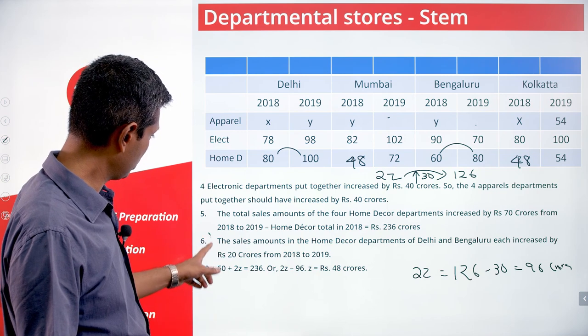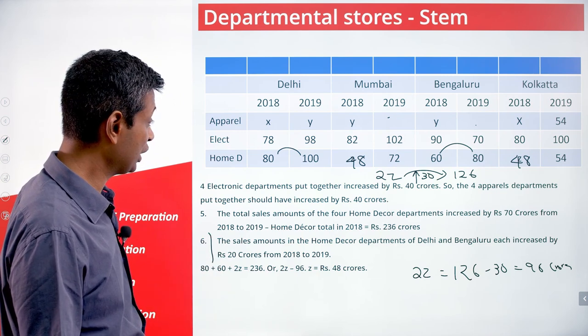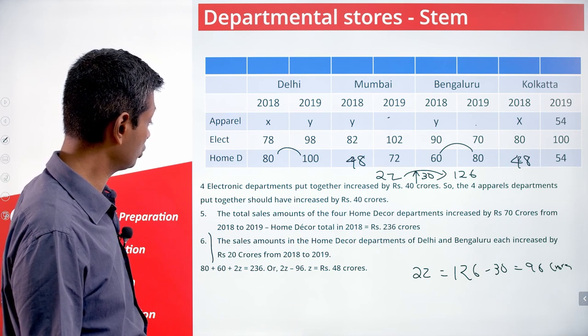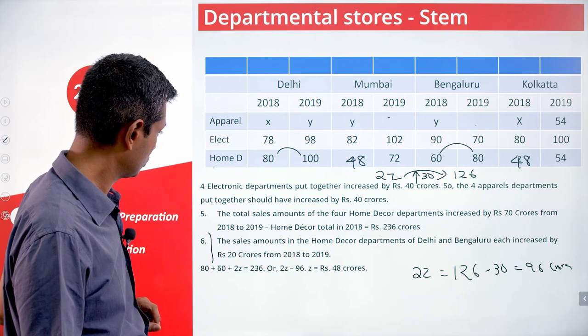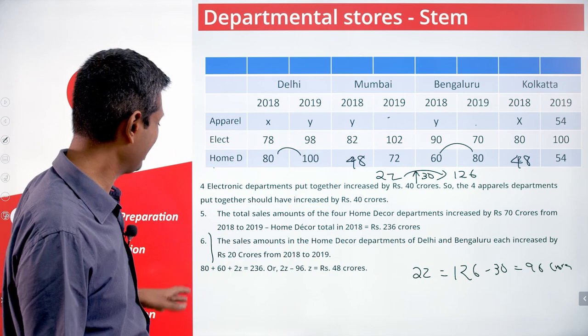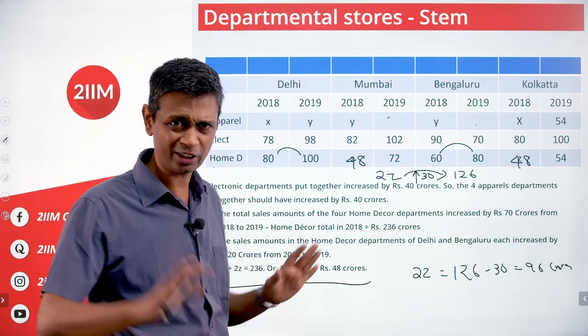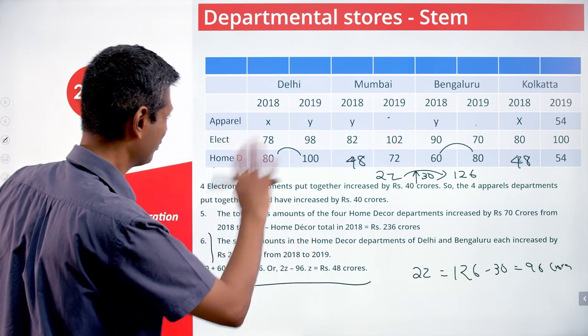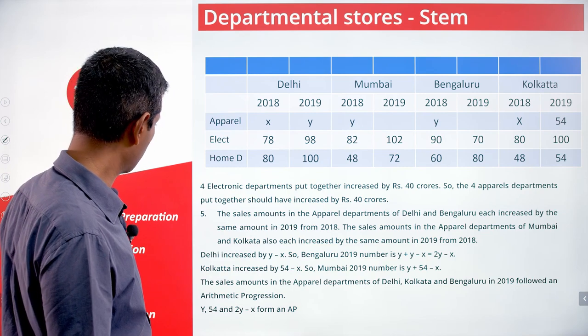Wonderful. Let's go to the next one. The sales amounts in the home decor departments of Delhi and Bengaluru each increased by rupees 20 crores from 2018 to 19. So this is a math part, this should be 48 crores remaining. This is just a computational part. It's not a constraint. We've got Z is 48. Let's fill that in. Let's go to the next part.